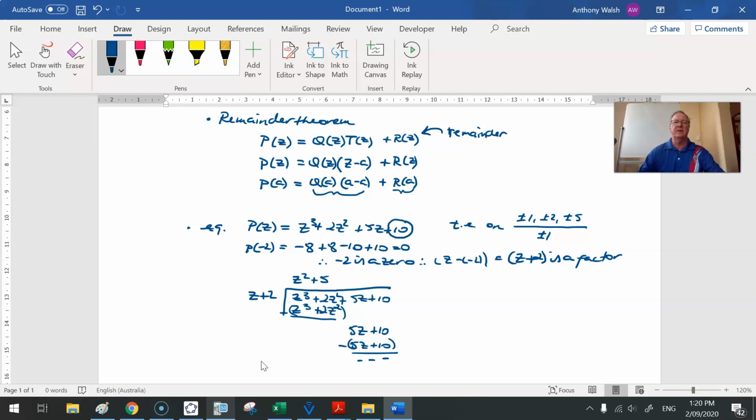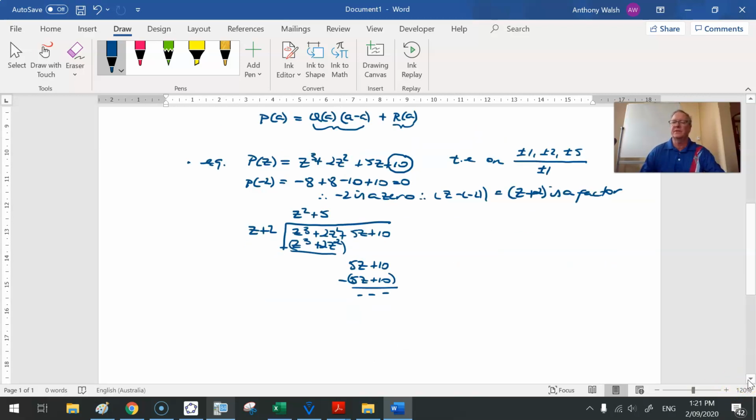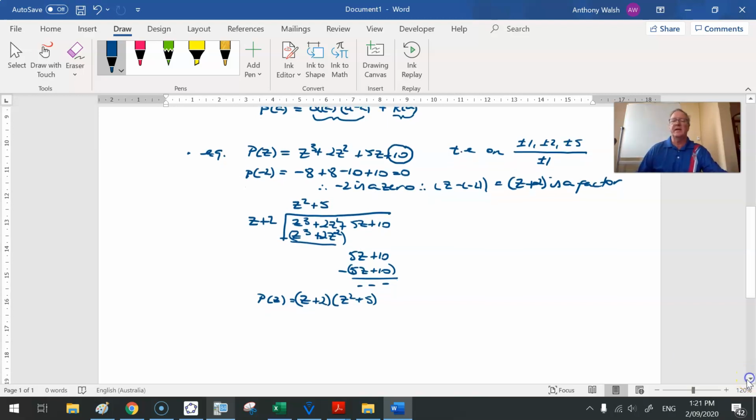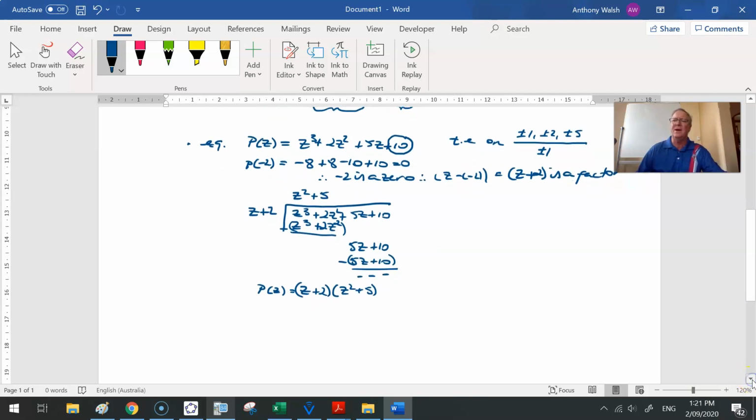So that means that my original function p(z) is equal to z plus 2, the original factor that I found, times z squared plus 5, which is a quadratic, which means that I should be able to change it into 2 different factors. How do I do that? Well, I could use the quadratic formula, negative b plus or minus the square root of b squared minus 4ac over 2a.